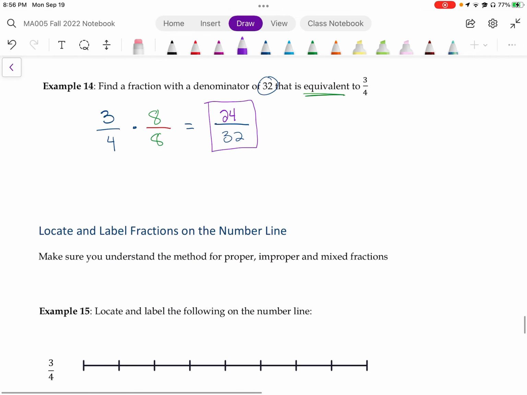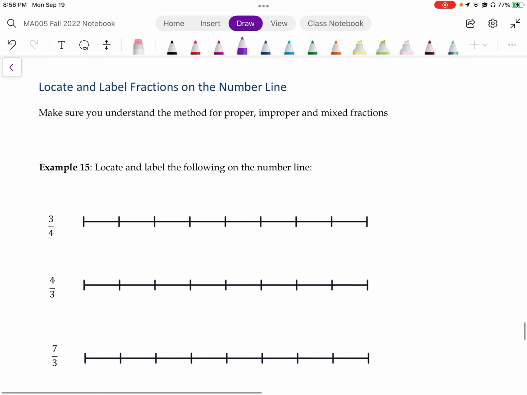Okay. The last thing we're going to do is locate and label fractions on the number line. This is challenging, so this might be something you want to pause and maybe spend a little time on. If you're nearing the end of your patience, you might want to stop the video and come back to it, but be sure and come back to it.